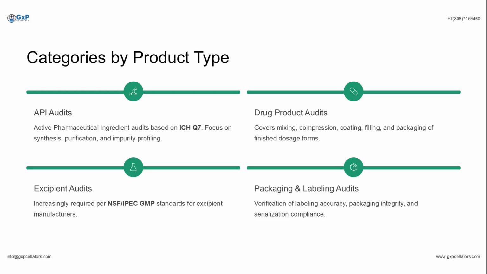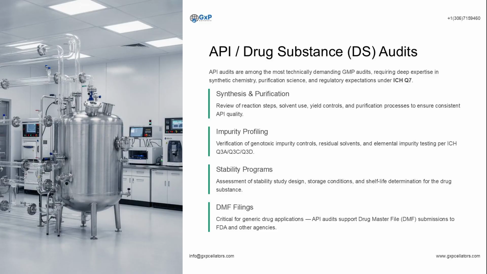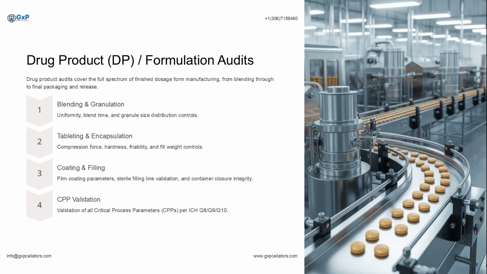GMP audits by product type include API audits, drug product audits, excipient audits, and packaging audits. Each focuses on specific aspects of manufacturing and compliance. API audits are among the most technically demanding, focusing on synthesis, purification, and regulatory expectations. They ensure the stability and integrity of drug substances. Drug product audits cover the full spectrum of finished dosage forms, from blending to final packaging. They ensure uniformity, labeling accuracy, and compliance with critical process parameters.